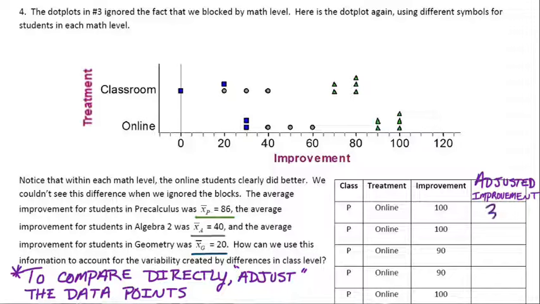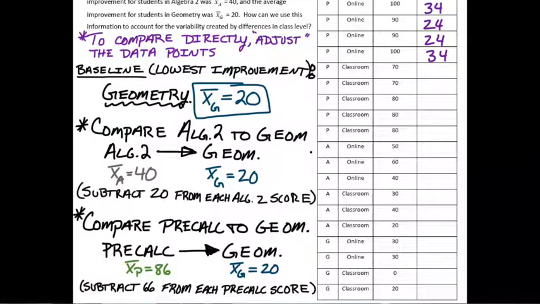Okay, so the first person is a pre-calc student. So this class P stands for. So subtract 66 from their score, like we said. Their adjusted improvement is 34. Same for the next kid, pre-calc. All these kids are pre-calc, so subtract 66 from their score. Scroll back down. Pre-calc, pre-calc, pre-calc. So go ahead and subtract 66 from all those kids' scores.